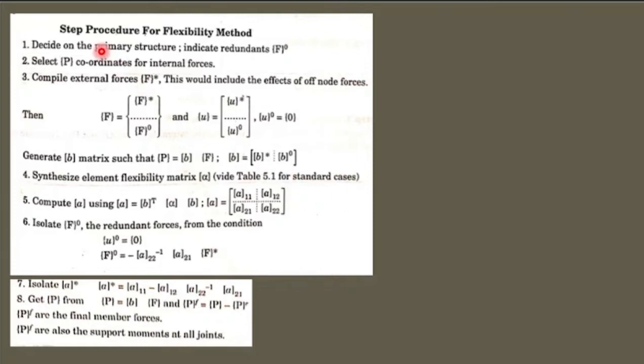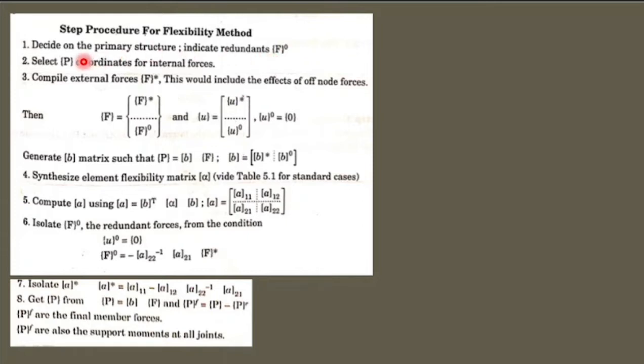First one is to decide the primary structure. You have to remove the support and the elements have to be taken care of, and each and every node of the element is considered as the primary structure, and you will be highlighting and noting each and every node and indicating the F0 force. What is F0? It is the redundant force. F is force and naught is redundancy. F0 is redundant force.